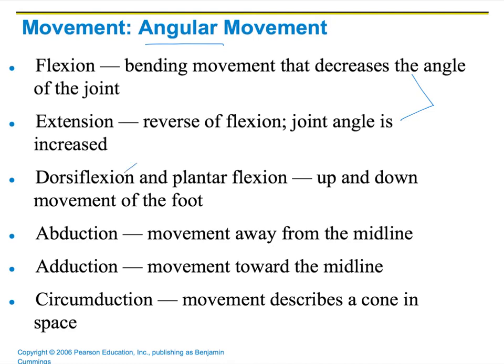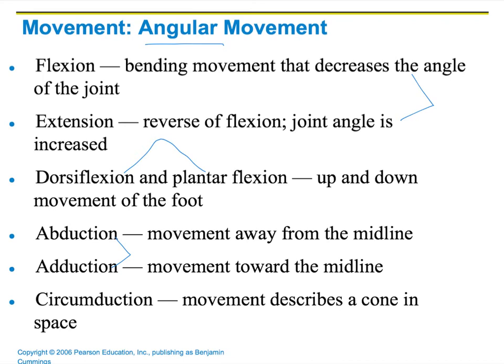Dorsiflexion and plantar flexion, which are movements at the angle of the foot. Plantar flexion is in essence standing on your toes. Dorsiflexion in essence is standing on your heels. Abduction and adduction, which are moving your arms or your legs. The easy example is your arms. If you were to stand still, take your arms and move them in the frontal plane away from your body, raising them at the shoulder, and then moving them back down for adduction.